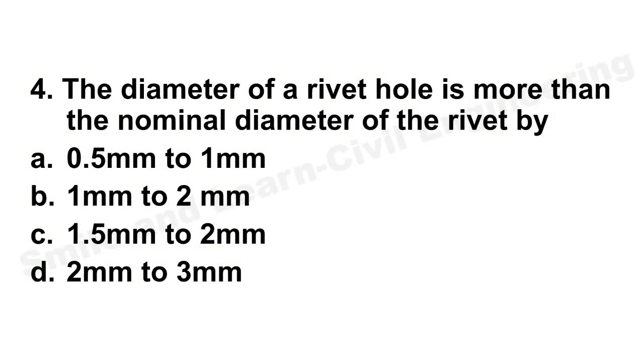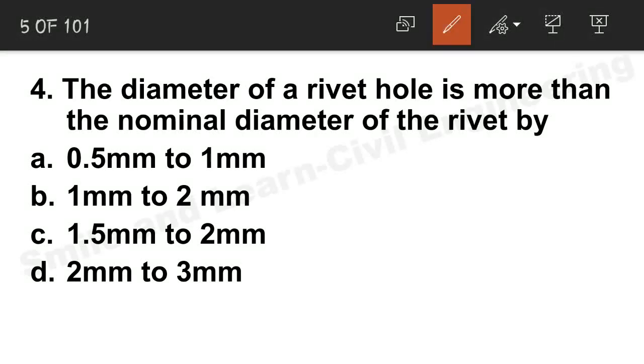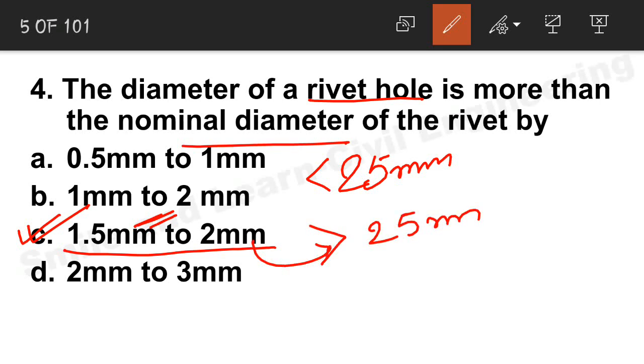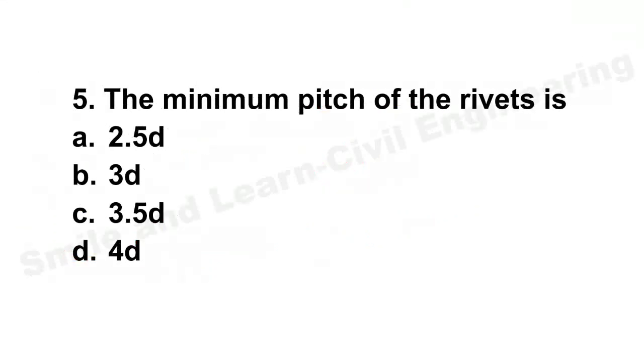The diameter of rivet hole is more than the nominal diameter of the rivet by. We all know this is option C. Option C will be correct because whenever the diameter is less than or equal to 25 mm, we add 1.5 mm to the nominal diameter, and whenever it is greater than 25 mm, we add 2 mm to the nominal diameter. Let's move on to next question.